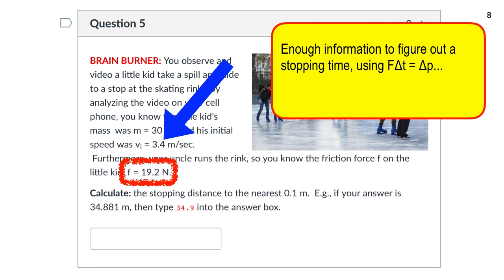So, comment number one, we have enough information to figure out a stopping time using F delta T equals delta P. But that's nice, but we want to figure out a stopping distance, right? And so what we're going to do is use a velocity graph, because we can also make a velocity graph for this shrimpy little kid. He started at 3.4, comes to a stop, right? That's a triangle on a velocity graph. And we know his initial speed, so we can figure everything out. We know how long it takes him to stop.